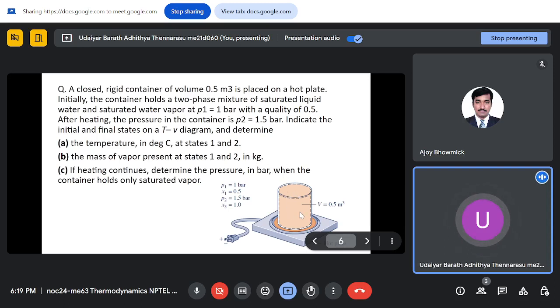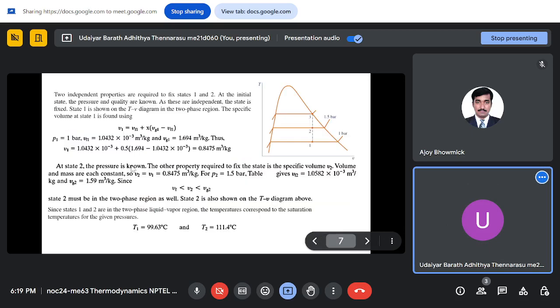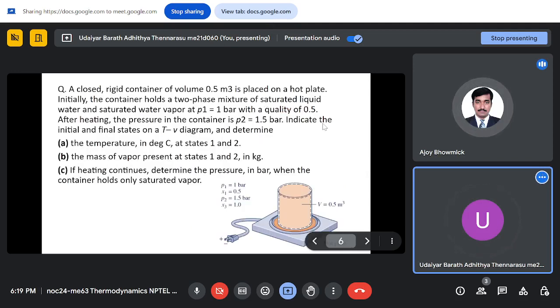Then you are allowing it to fully convert into vapor. At state 3 it gets heated up and all the liquid converts into vapor, so now the container contains fully saturated vapor. At this point, what will be the pressure? That's what we need to find. This is represented in a T-v diagram, and that's what the question asks: to represent the different changes in state in a T-v diagram.